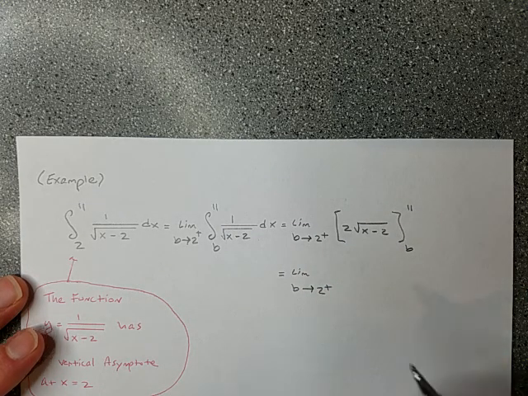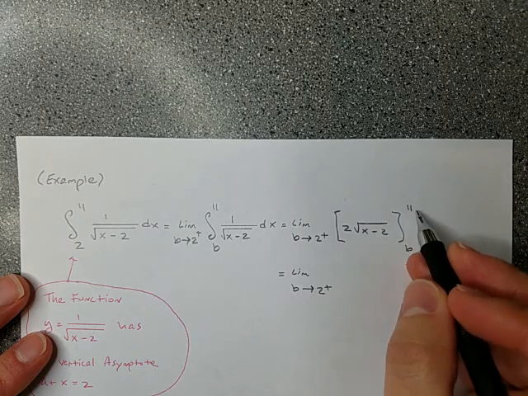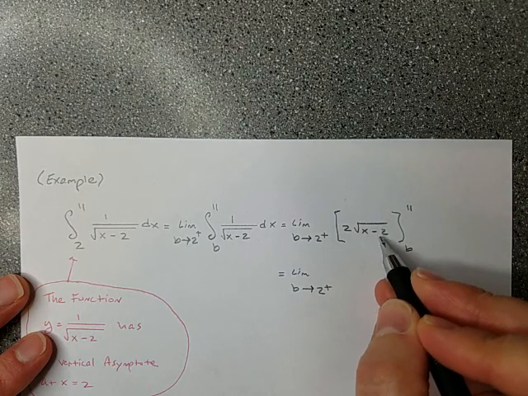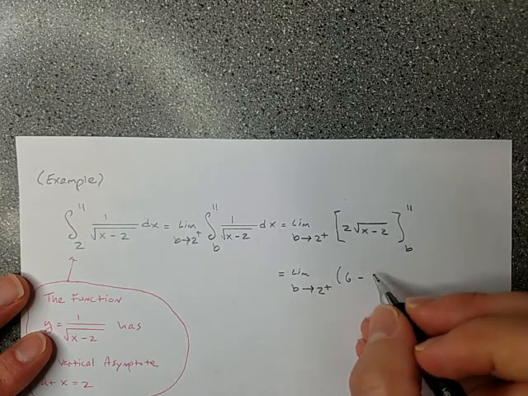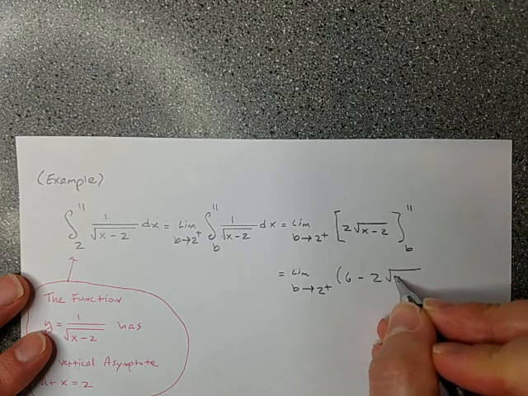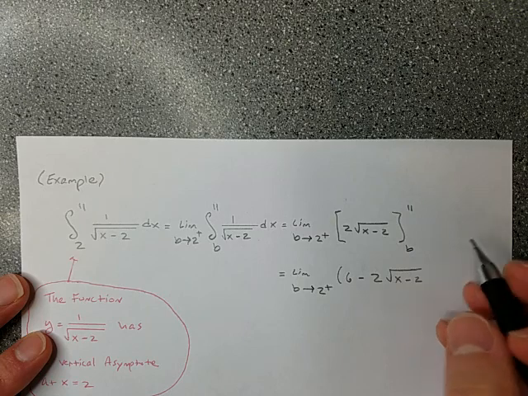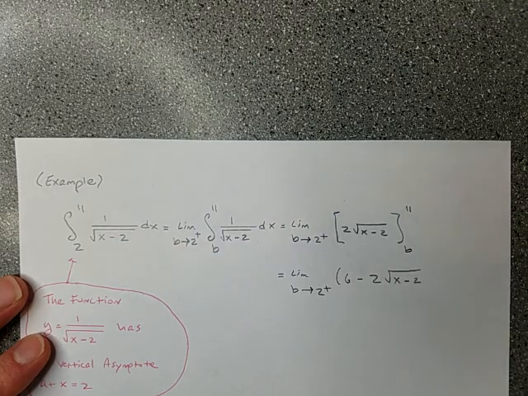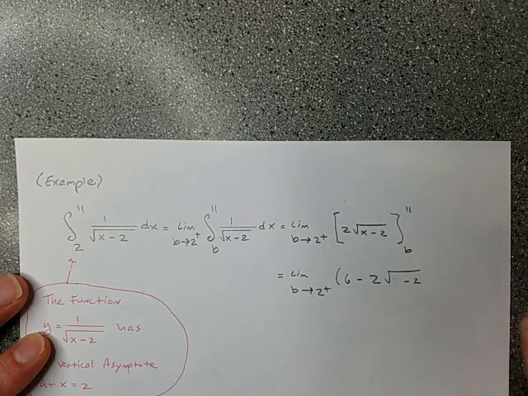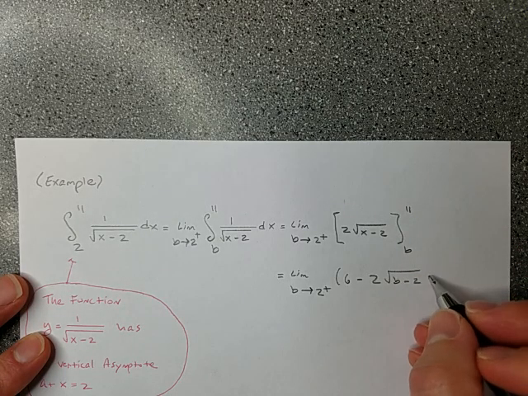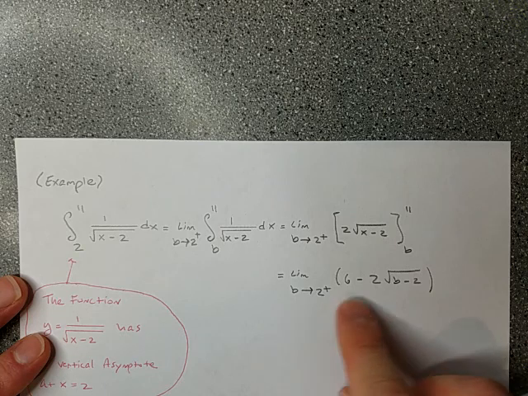Truth is, and then I put 11 in. So what do you get when you put 11 in? 11 minus 2, that's 9. So root 9 is 3. So I'll get 6, and then I'll get 2 root x minus, so not x, b. I put b in for the x, like that, and I want b to go to 2 from the right.